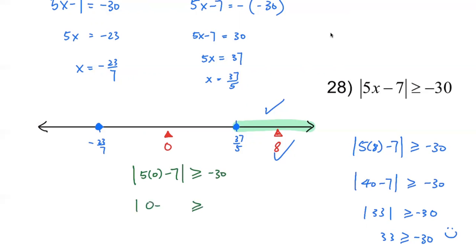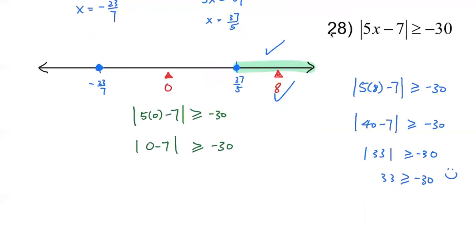And then the absolute value of 0 minus 7 is greater than or equal to negative 30. The absolute value of negative 7 is greater than or equal to negative 30. 7 is greater than or equal to negative 30. Yes, that's true too. So that means the whole interval right here, these are our solutions too. All the numbers in this interval will be our solutions too.